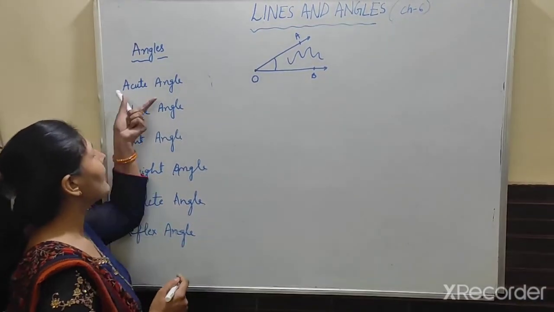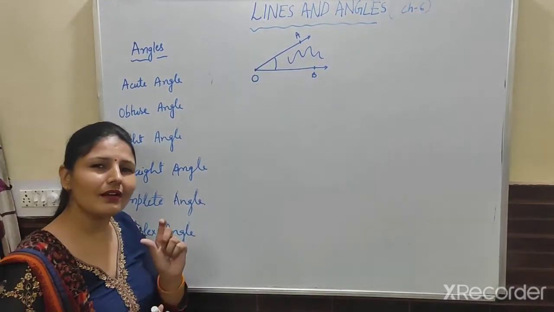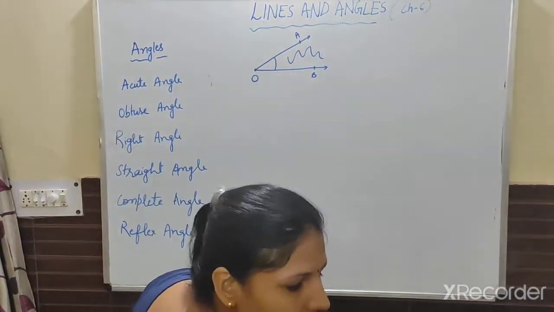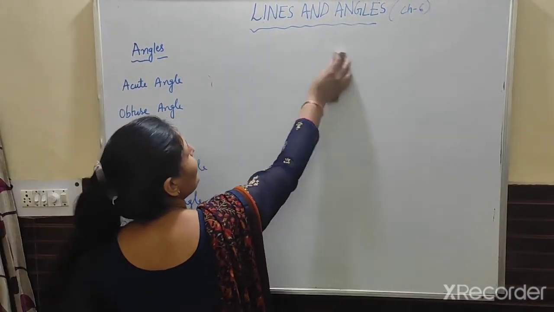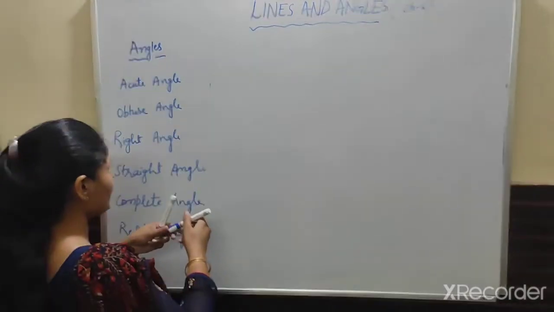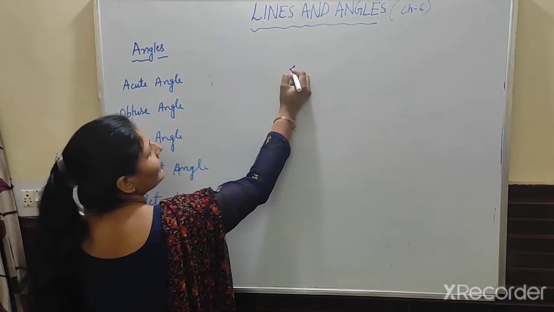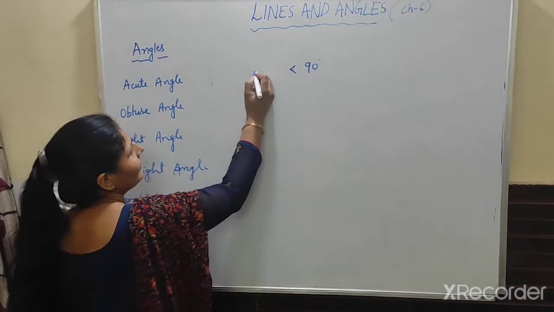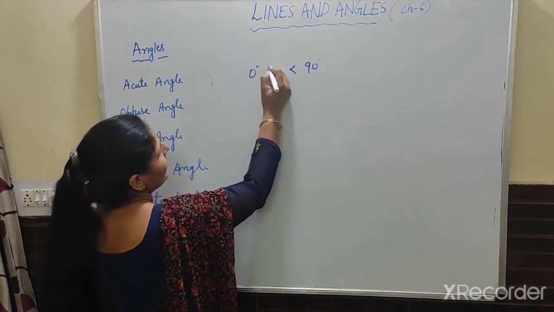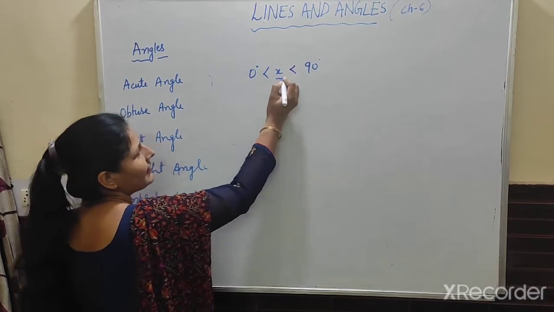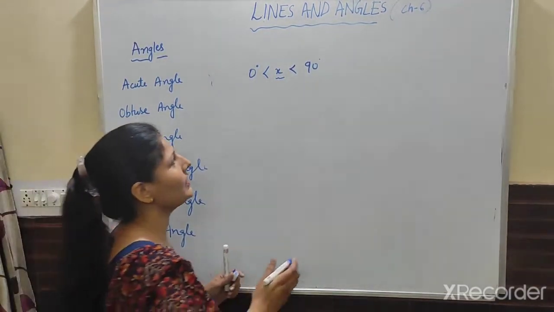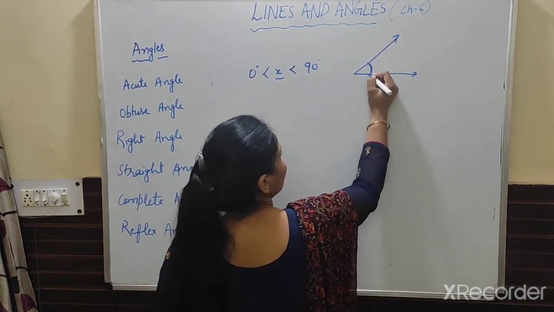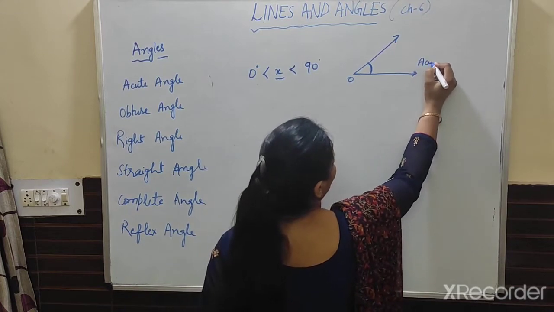What is an acute angle? Acute means small. Acute angles are those angles whose measure is less than 90 degree, between 0 and 90. If x is any angle whose measure is between 0 and 90 degree, for example, this angle is called an acute angle.